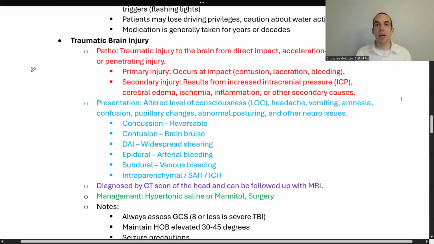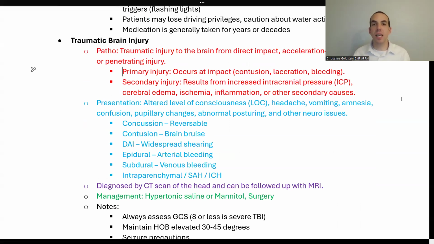Next, let's move on to TBI. TBI, or traumatic brain injury, is where the patient gets exactly what that sounds like, a traumatic injury to the brain. Now, when we talk about TBIs in nursing world, there's primary injury and secondary injury. Primary injury is what happened the second the injury took place. Secondary injury is what happened because of that.